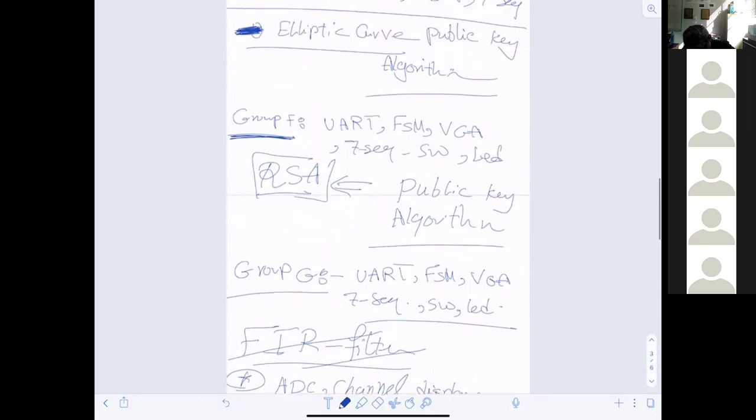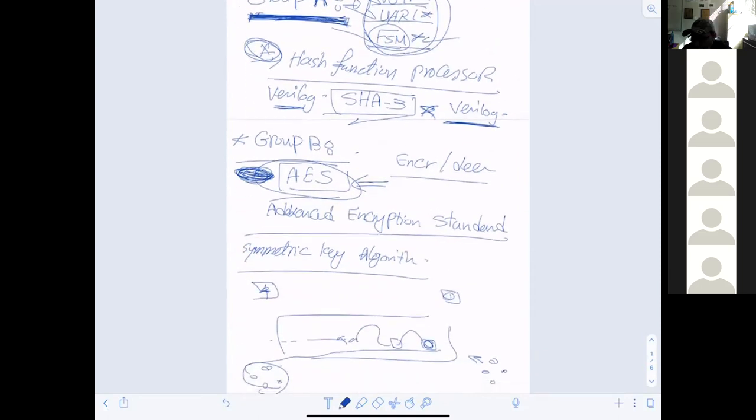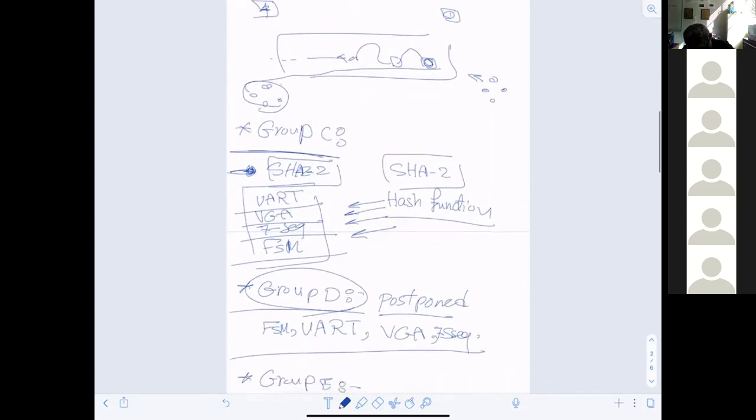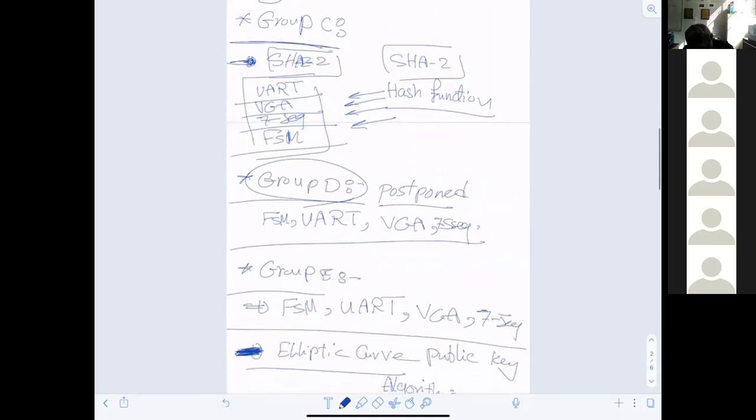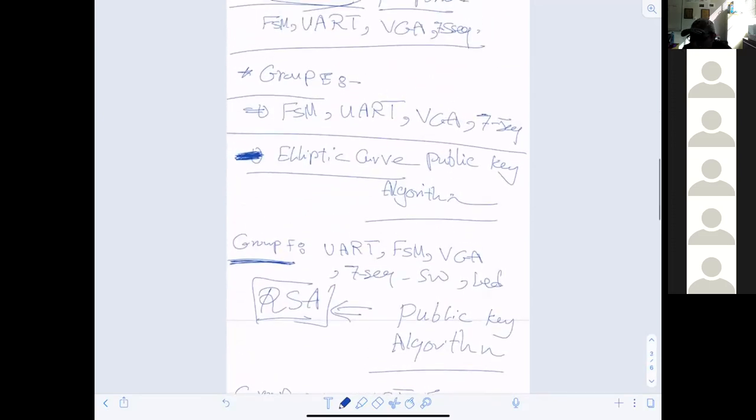Group A was what? Group A, SHA-3, right? SHA-3. Group B, AES. Group C, SHA-2. Group D, what's group D? Postponed, right? Postponed. Group E, elliptic curve public key.